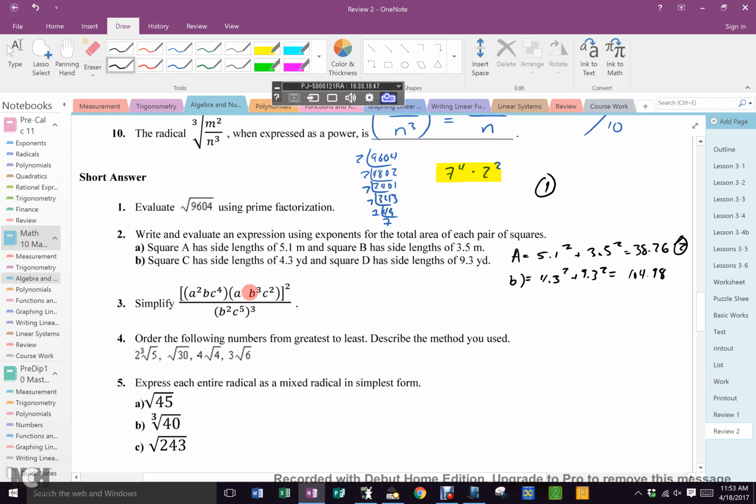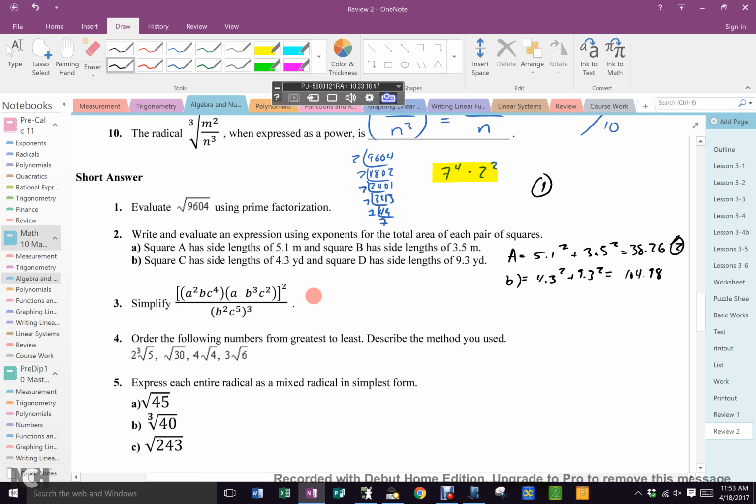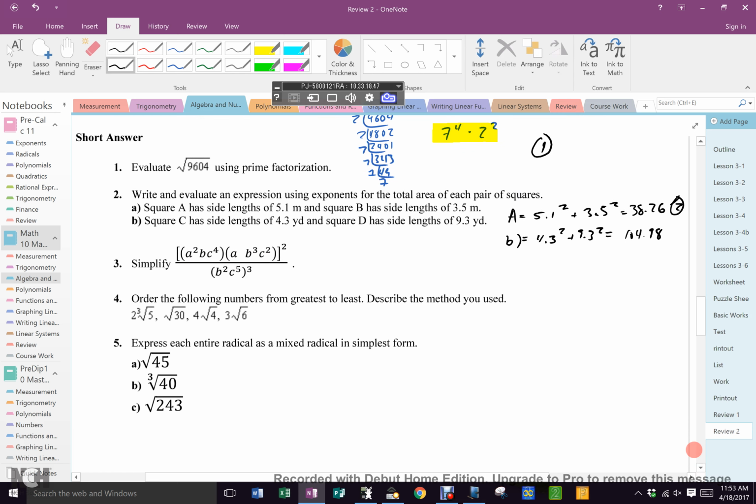Simplify. Okay. Where should you start here? He waited patiently. The outside exponents. I would start with the outside exponent down here. So this is going to be over what? B to the what? 6 and C to the 15. Nice.